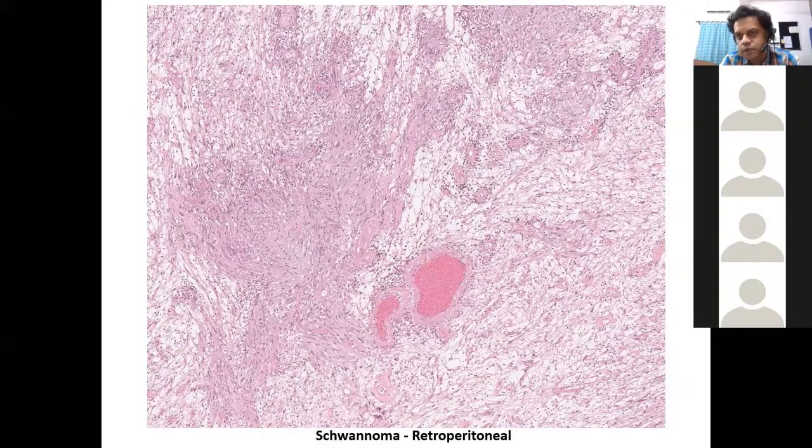So the first important thing is there, the Antoni B areas often tend to be much more well developed. So you will get a lot of microcystic change. You'll get a lot of congested vessels. You'll also get preserved spindle cell elements like is seen over here towards the left hand of the screen.